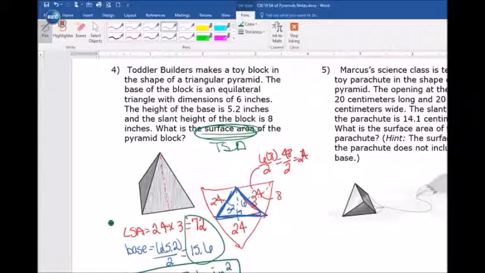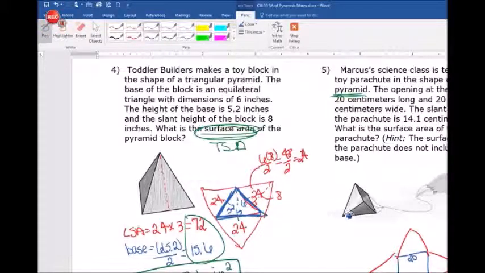Now, number 4 and 5 are a little bit tough because you do not see the net of the figure laid out. But remember, I did draw it out the best that I could. We don't have to be artists. Number 5, Marcus's science class is testing a toy parachute in the shape of a square pyramid. That square pyramid tells me it's got a base of a square. That means all the sides are the same, and all of my faces are going to be the same as well. The opening of the base is 20 centimeters long and 20 centimeters wide.